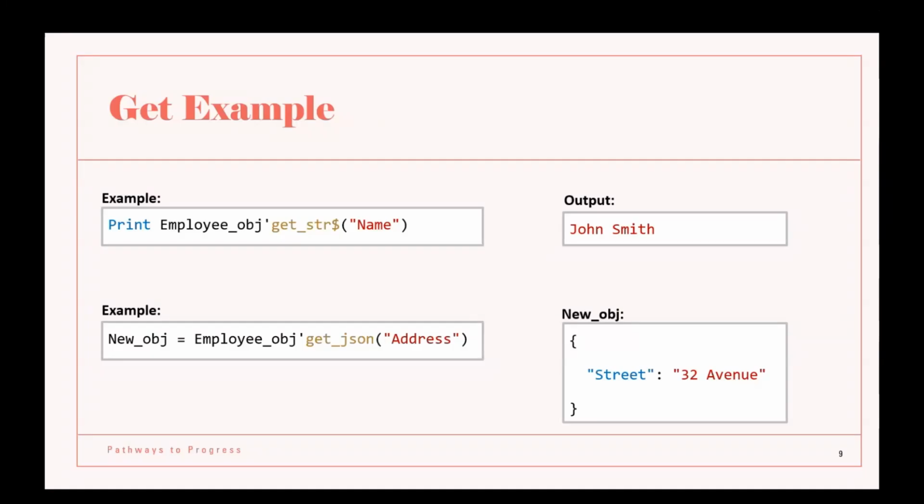So let's see an example of this. Here, we use the getString function on the key name of our employee object, which will return the string value of John Smith. We can also get the sub-object address by using the getJSON function, which will return a JSON object that contains the key value pair for street.